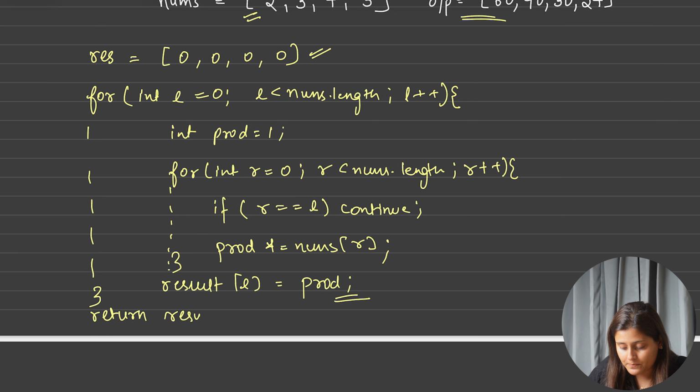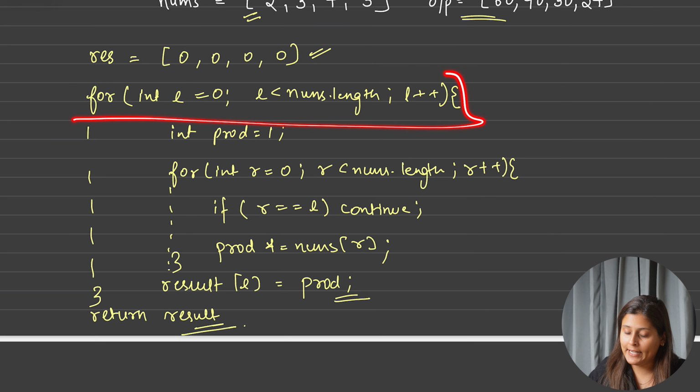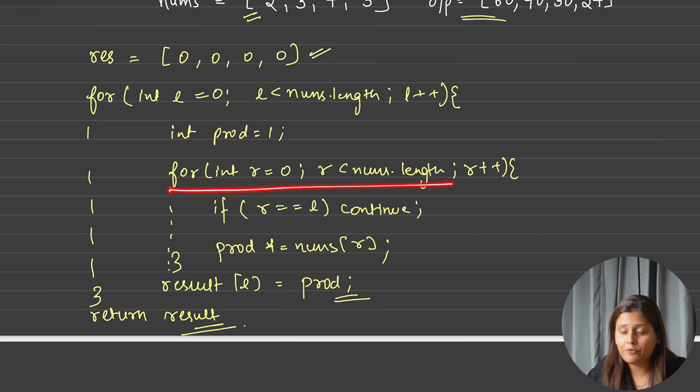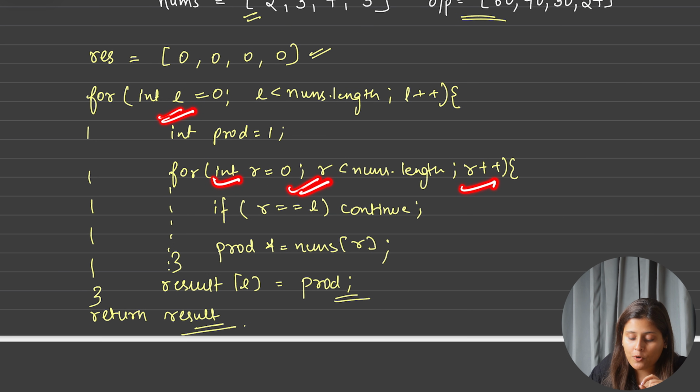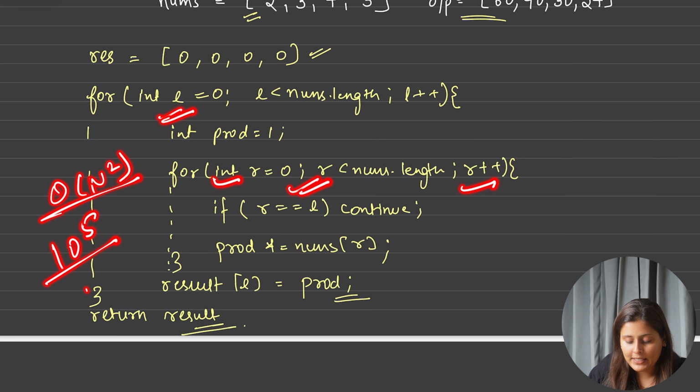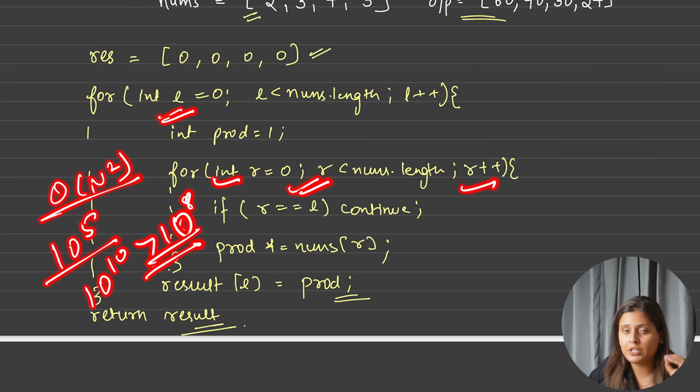If you see the time complexity here, the very first for loop is running for n times and the second for loop is also running for n times. For every left pointer, our right pointer is running from 0 to n, correct? So the total time complexity is O of n square, and you saw the constraint was 10 power 5. So n square will become 10 power 10, and beyond 10 power 8, you know that it might give you TLE. For sure 10 power 10 will give you TLE. So we need to optimize here, correct?